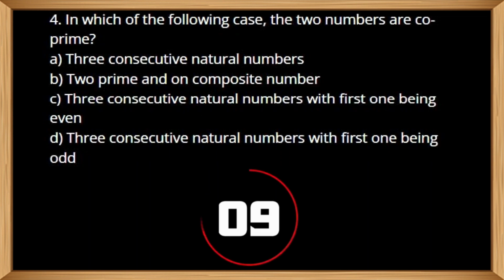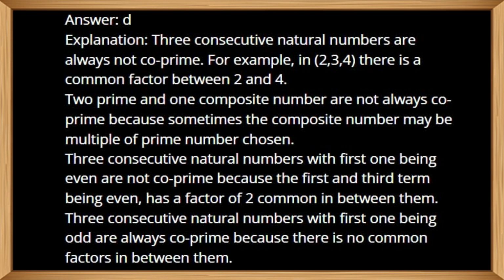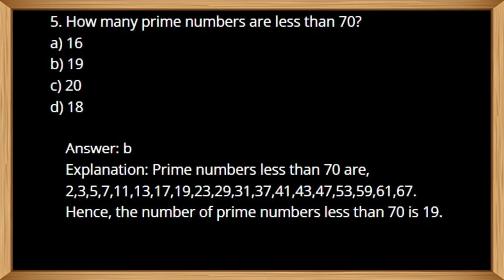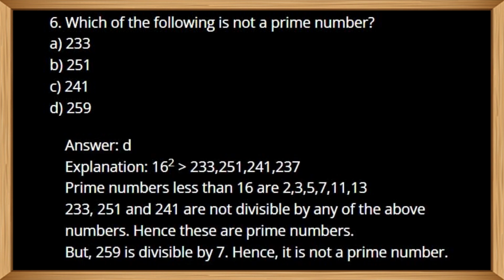In which of the following case two prime numbers are co-prime? Option D three consecutive natural numbers with first one being odd. How many prime numbers are less than 70? Option B 19. Which of the following is not a prime number? Option D 259.